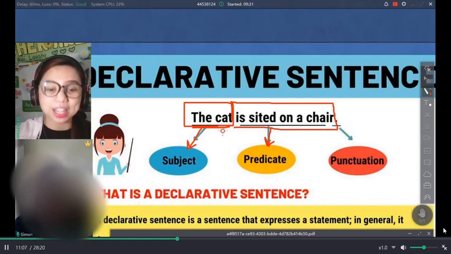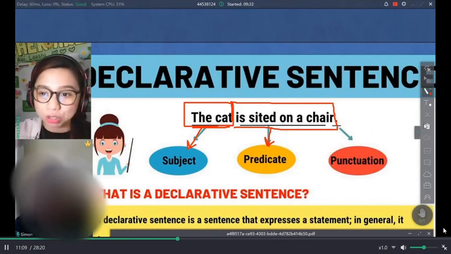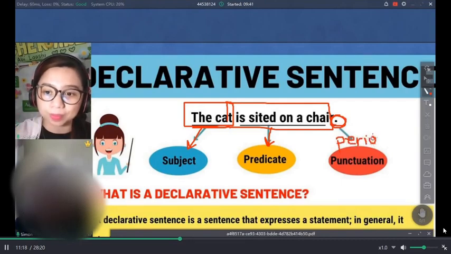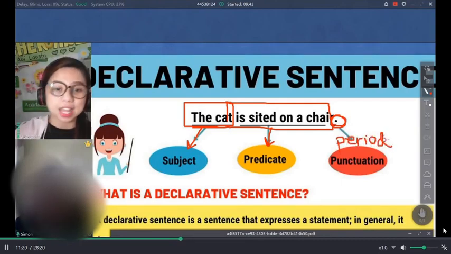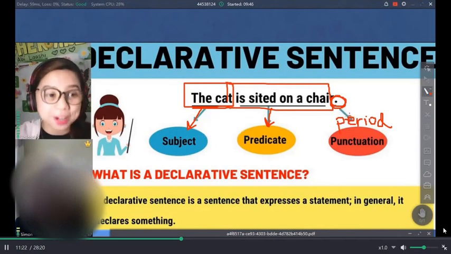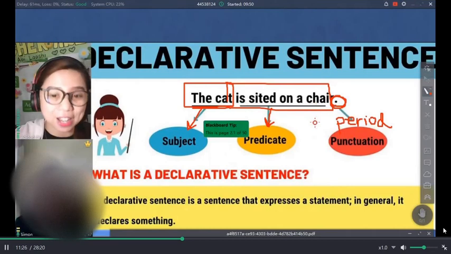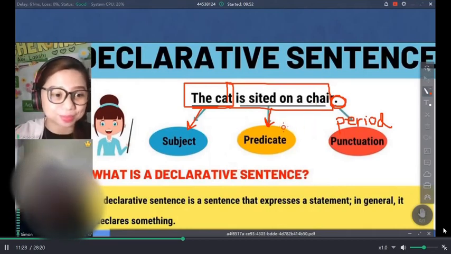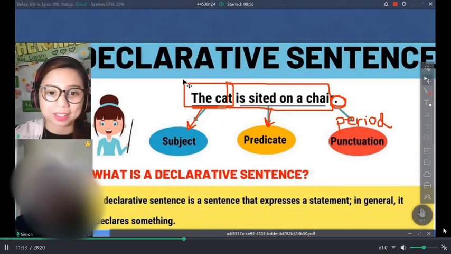Yes, okay. And as I told you, a declarative sentence ends with a punctuation called period. Now, let's make more examples of declarative sentences. This is the subject. I understand.